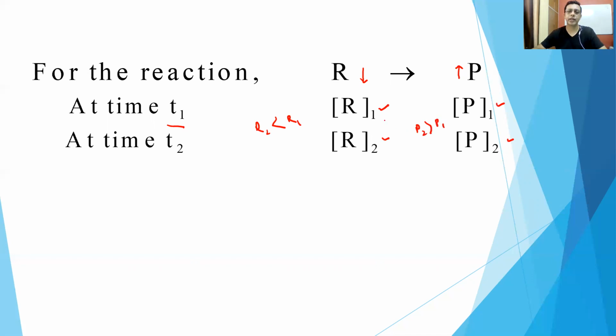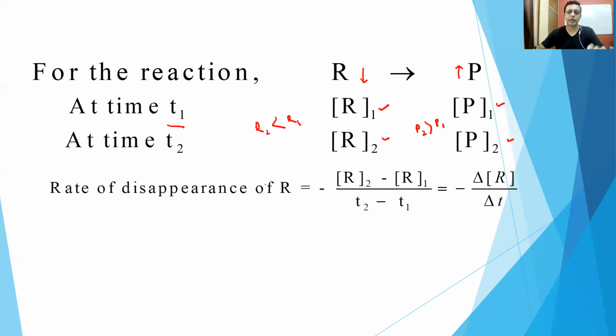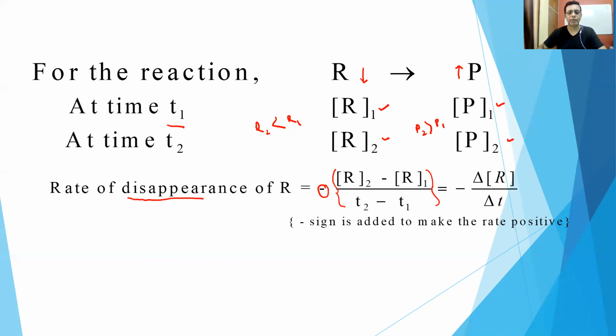Now, how to express the rate in terms of the reactant? So in terms of the reactant, the disappearance of the reactant, the rate can be expressed as minus R2 minus R1, because change is always final minus initial, so minus R2 minus R1 by T2 minus T1. Then why is the negative sign placed here? See, in this R2 minus R1, R2 is smaller than R1. So as a whole, this portion will be negative, but the rate of a reaction can never be negative. So the rate always has to be positive. So this negative sign is placed here to make the rate positive. And this is defined as the rate of disappearance of the reactant.